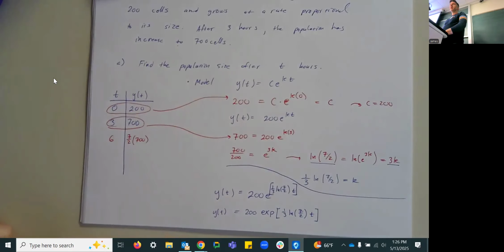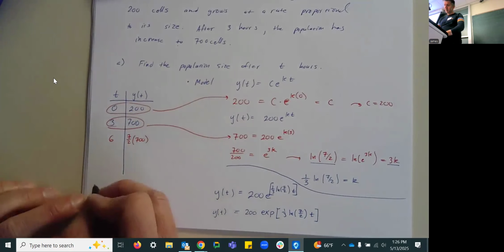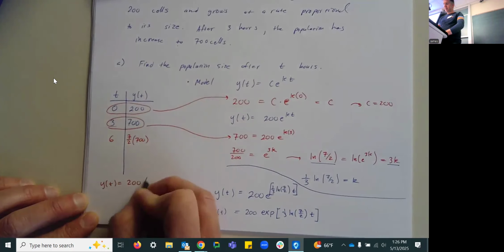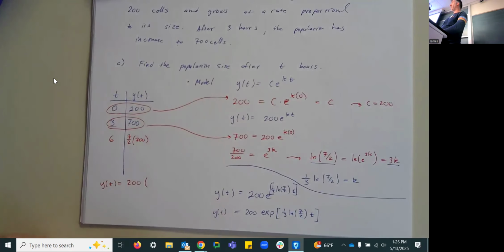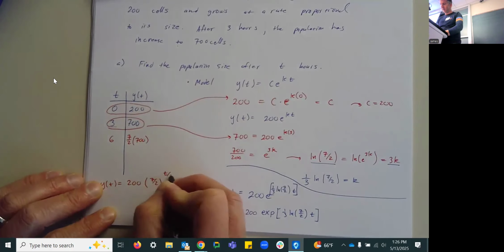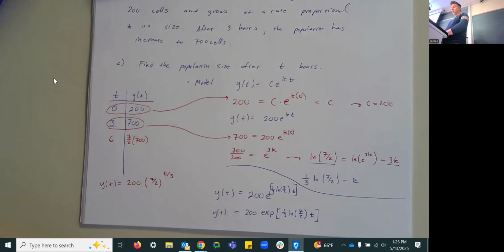It's kind of interesting. You could definitely also write this as y of t equals 200 times 7 halves to the t over 3, instead of writing it as e to the 1/3 natural log of 7 halves times t. So that when t is 0, you get 200 times 7 halves to the 0, which is 200. When t is 3, you get 200 times 7 halves to the first, 200 times 7 halves is 700. So every time t increases by 3, this power increases by 1, and we multiply by another 7 halves.